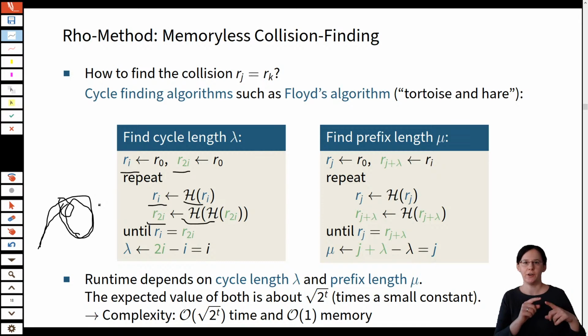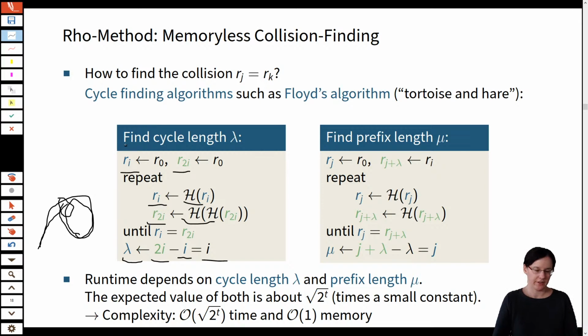Now, how do I find out this distance? Well, that's actually quite easy, because one of the two has done i steps and the other has done 2i steps. So the distance between the two is exactly i. So my current round counter is exactly the length of the cycle at the moment when the slow and the fast walker meet again. So this way I can find out what the length of the cycle is, or at least a multiple of the length.